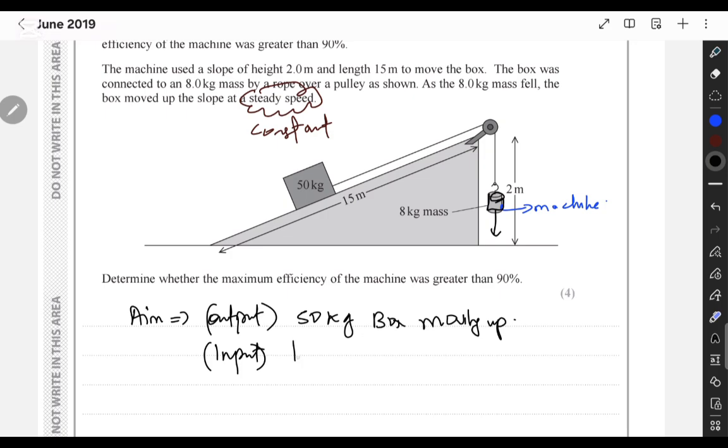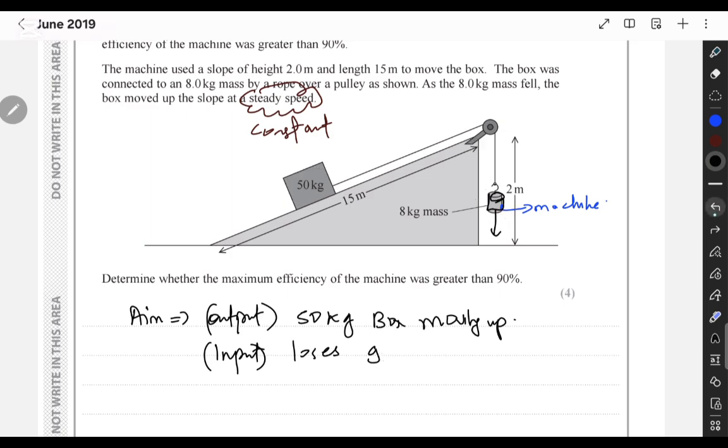It loses GPE as it falls down. So as it loses GPE, that energy has to go somewhere else. So a lot of that energy is going to make this 50 kg box move up. So the energy from this, some of it will be transferred to this. The GPE that this loses, a lot of it will go to this 50 kg box for it to move up.